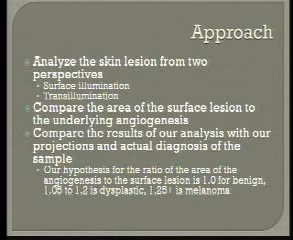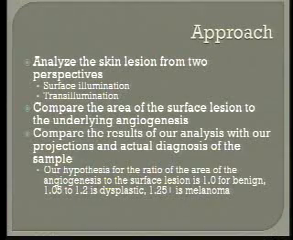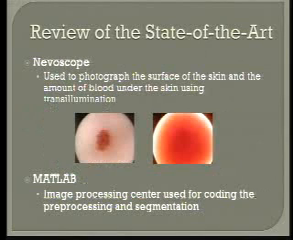Our approach is that we're going to take 2 different types of pictures and analyze them. We've got surface illumination, which shows the surface, and then transillumination, which shows us the blood flow underneath. We're comparing the area of the surface lesion to the angiogenesis, which is the blood flow specifically for that lesion that is supplying the oxygen to it. We are comparing the results of our analysis with the projections, our hypothesis that we suggested before.